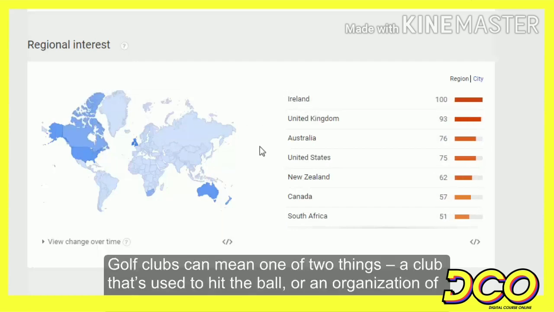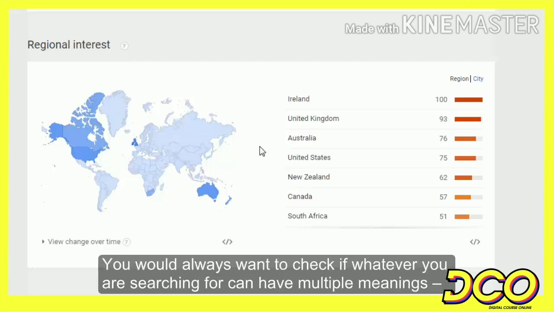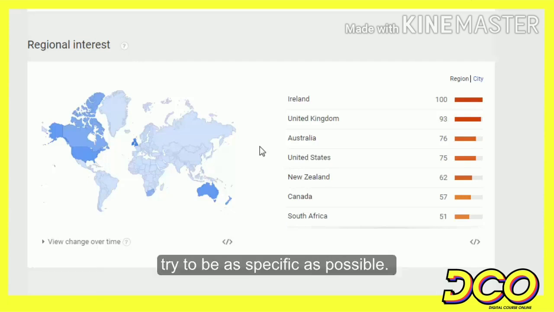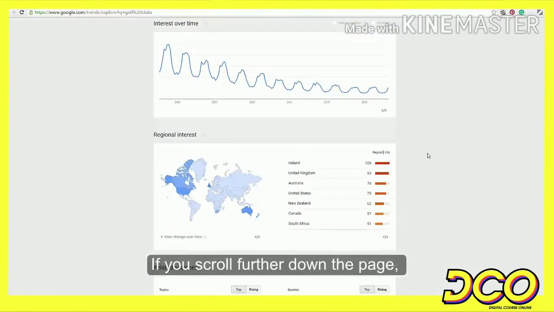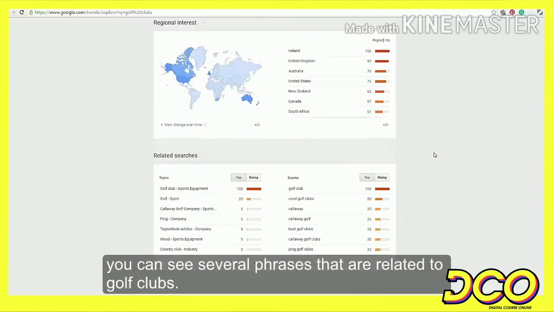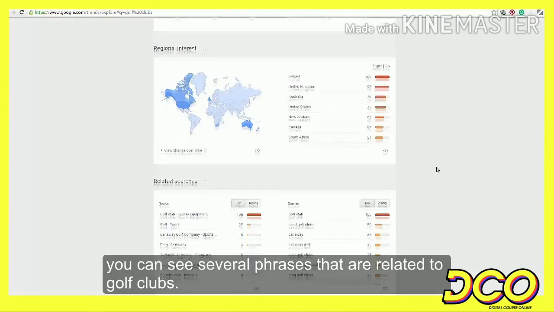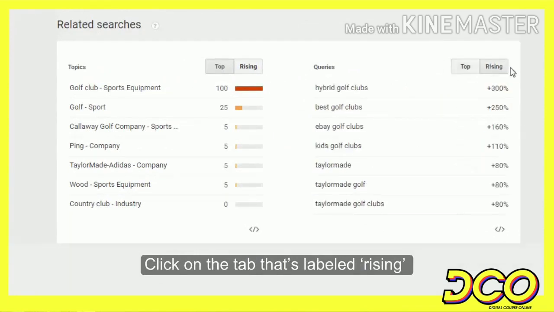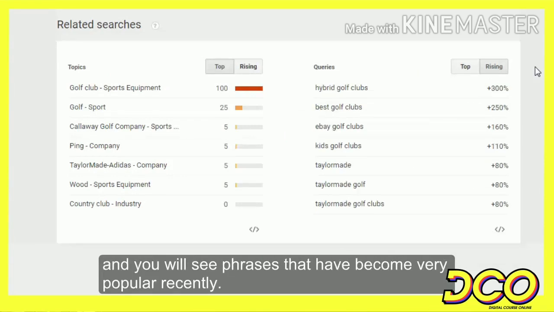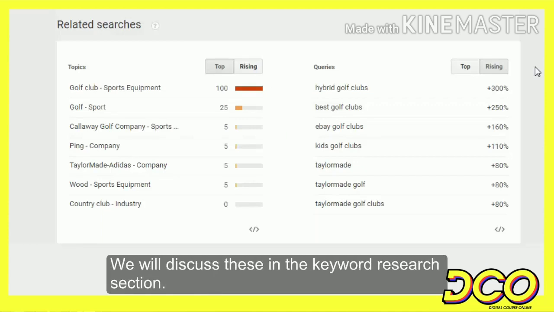Golf clubs can mean one of two things: a club that's used to hit the ball, or an organization of golfers. You would always want to check if whatever you are searching for can have multiple meanings. Try to be as specific as possible. If you scroll further down the page, you can see several phrases that are related to golf clubs. Click on the tab that's labeled Rising and you will see phrases that have become very popular recently. We will discuss these in the keyword research section.